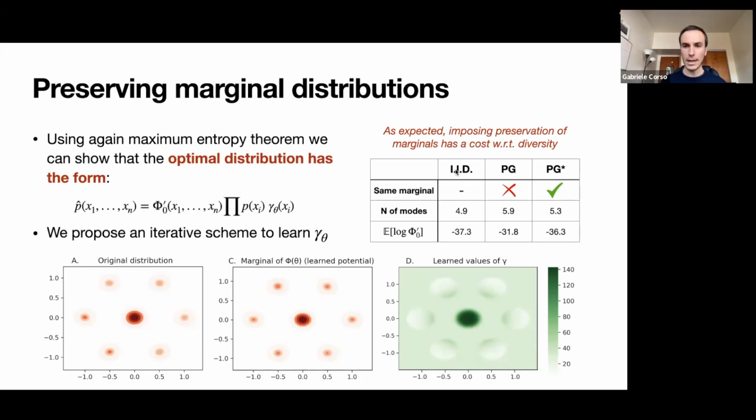However, as we expected from our theoretical results in terms of maximizing the diversity, adding this condition is reducing the level of diversity by these metrics in the distribution, but at the same time it still has more diversity than the I.I.D sampling. So even if we want to preserve the marginal distribution, we can still have more diversity than in our I.I.D sampling.